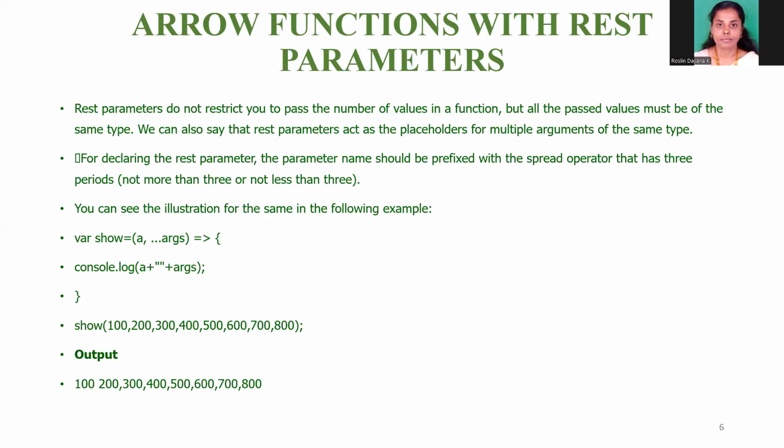This does not restrict you in the number of values passed to a function. If you want to pass multiple values to a function, rest parameters can be used, that is, three dots. For declaring the rest parameters, the parameter name should be prefixed with the spread operator, the periods: not more than 3 or less than 3 dots. Example, show is equal to a, comma, three dots args. So any number of inputs can be passed here, and we are adding and displaying them with console.log.